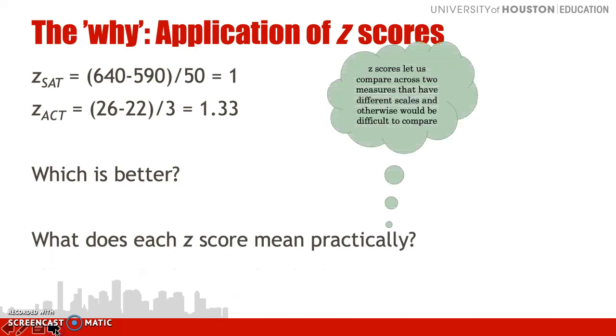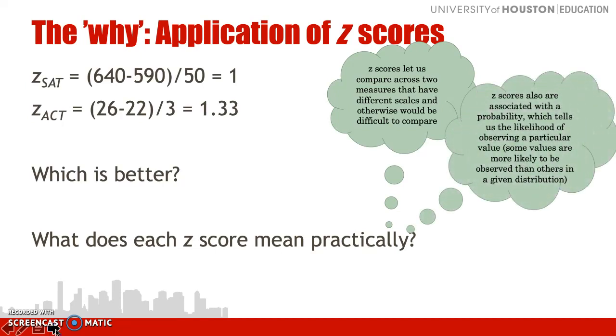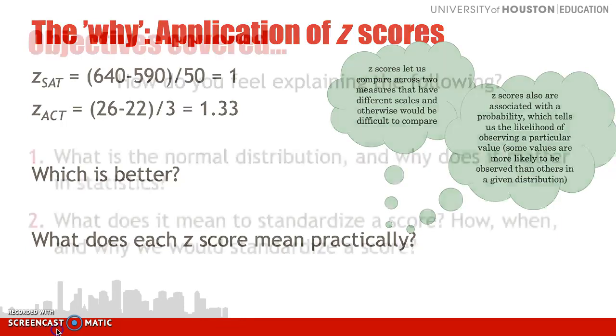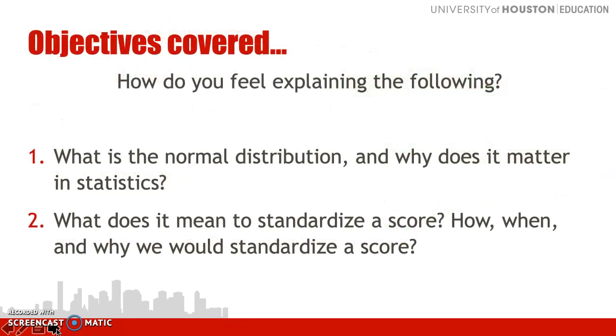So what does that mean practically? Again, it lets us compare across those different scales. And they're also associated with probability, which we'll talk about more next week, which tells us the likelihood of observing a particular value. Some values in the distribution are more likely to be observed than others. So these are our key questions again. I hope you feel pretty good about these.